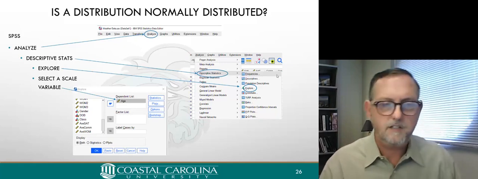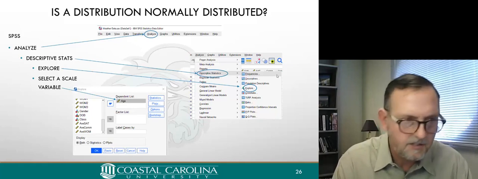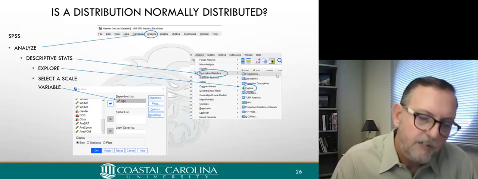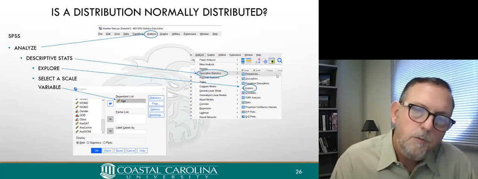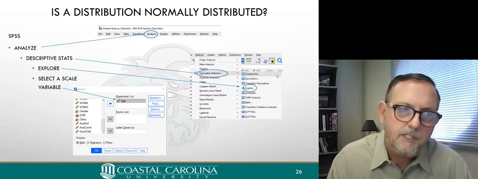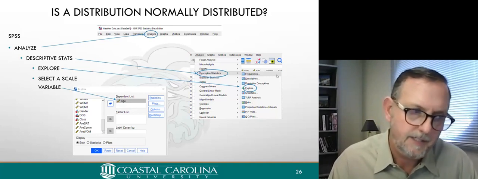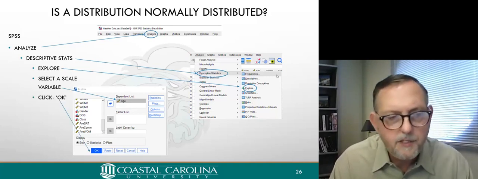So you're going to have some options on the side, statistics, plots, options, those types of things that are going to be there. You could also add a nominal variable under the factor space. But what we want to do is, again, move over a scaled variable into, this time, what's called the dependent list. Okay, dependent list. Okay.